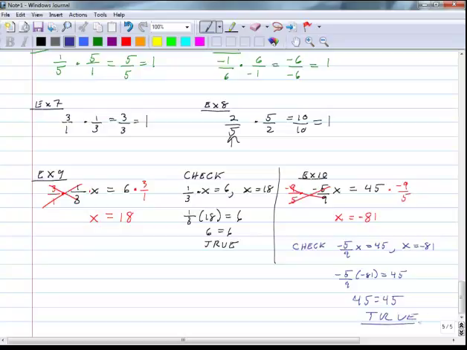Alright, that concludes solving equations for one step, and we'll continue on with multiple step problems in the next few videos, which will be on the same web page as this one.